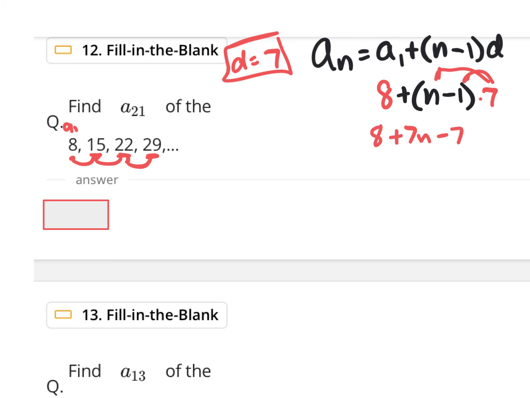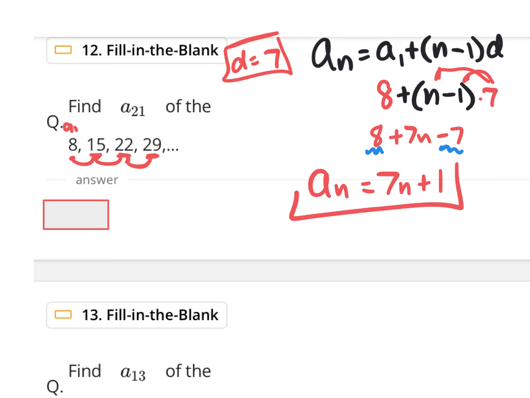You have 3 terms. You could combine the first term and the last term. 8 take away 7 is positive 1, right? So what we really have here is 7n, with a positive 1. Now this is the simplified a sub nth rule that produces this list. Again, just to verify, if I want the third term, which we know is 22, all I have to do is think a sub 3, which means I plug in a 3 right here. 7 times 3 is 21, plus 1 is that third number, 22.